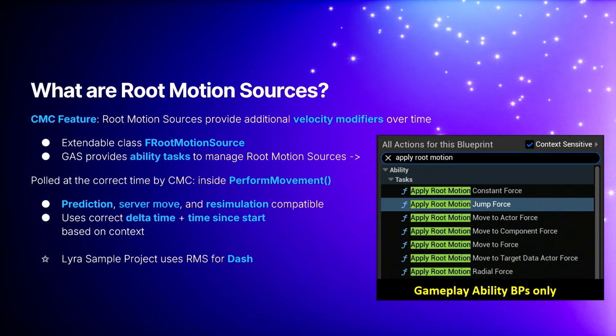So whether you are predicting or the server is executing your move or when you're resimulating, those root motion sources are evaluated in each of those scenarios and with the correct delta time and time since the start of that source. So in the case of prediction, it's the client's world time. On the server, it's the delta time from client received moves. And on resimulation, it's the client's old world delta time.